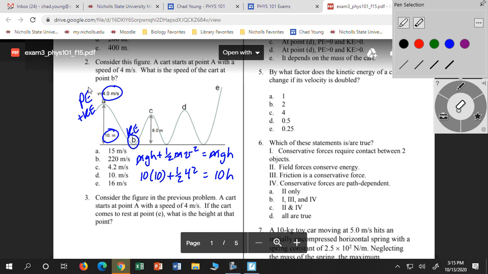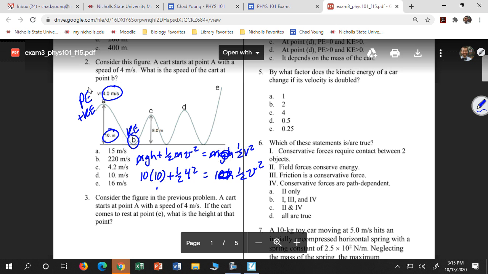I'll just scratch that. It should be 1/2 v squared. So 1/2 of v squared. So that's 100 plus 8 times 2 equals v squared. It's the square root of 216. Is it 16? No, 15. 15 meters per second is the right answer there. Okay? That's question number 2.